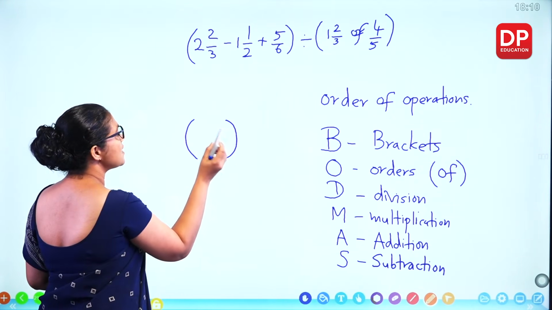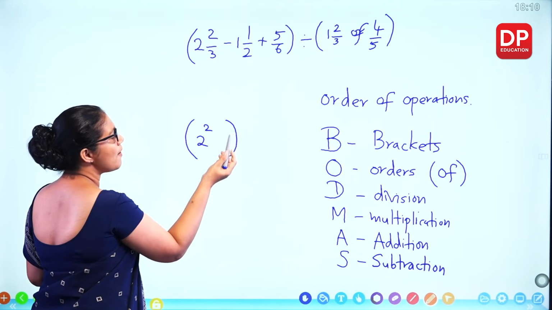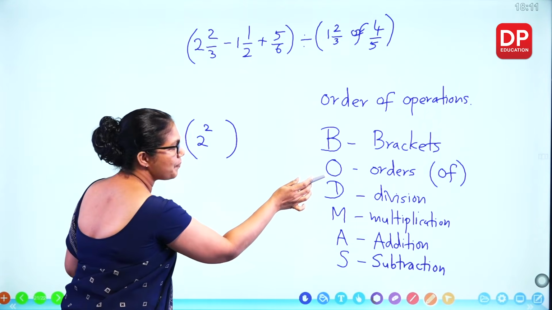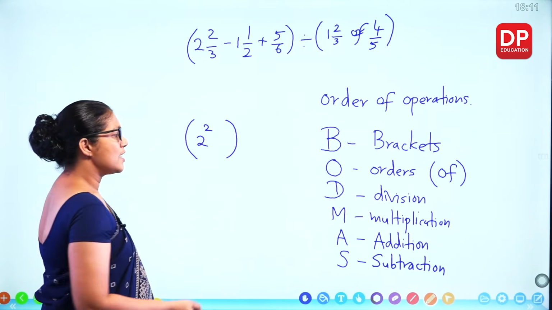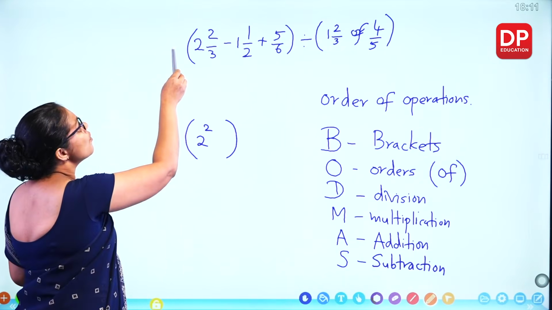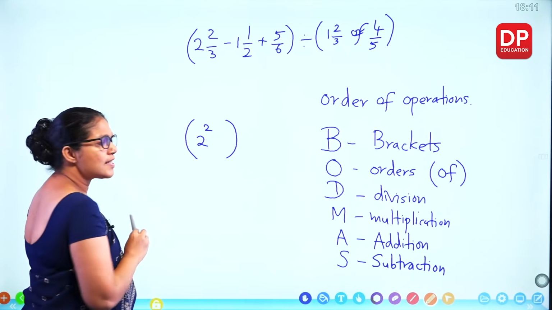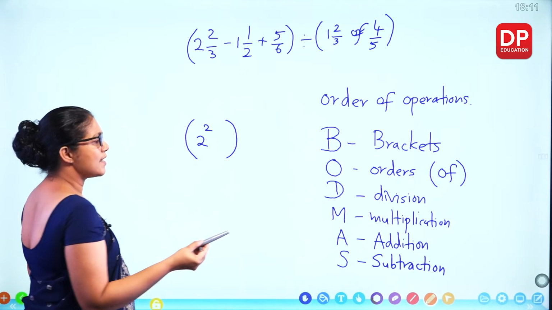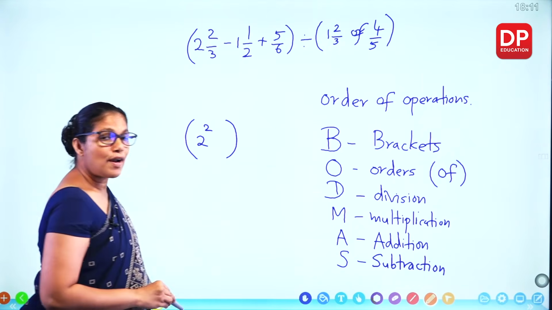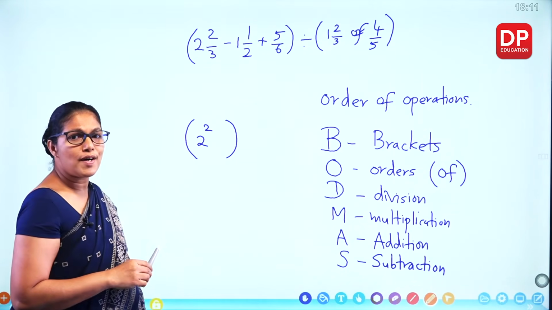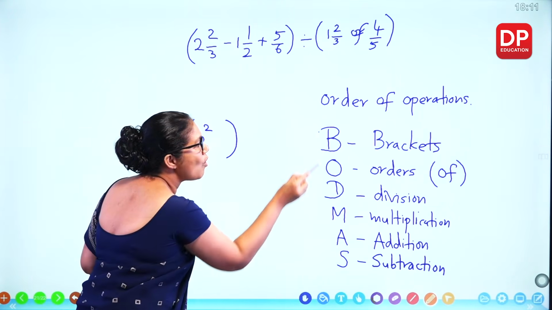Powers mean when you get something like 2 to the power 2 or 2 to the power 3, you have to do that next. Then think about division and multiplication. So when you start from left to right, if you find the division sign first, you can do that first. If you find multiplication, you can do that one first. So whatever comes first from left to right, you can do in order.